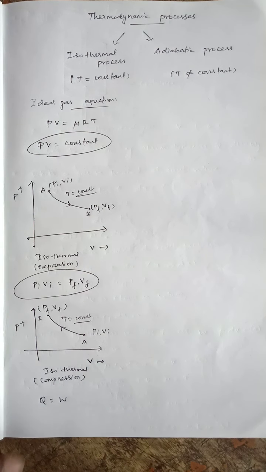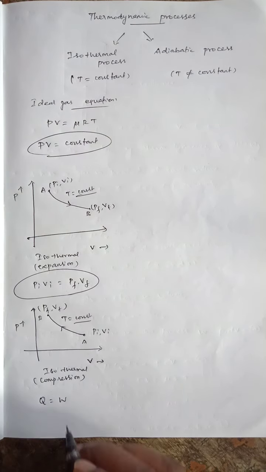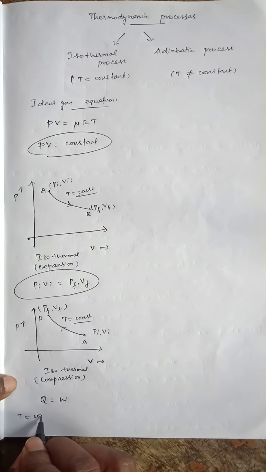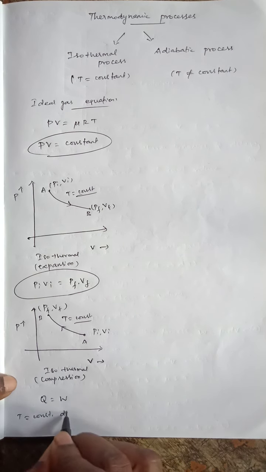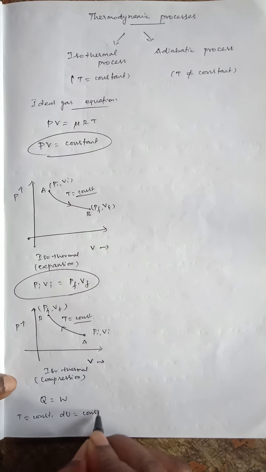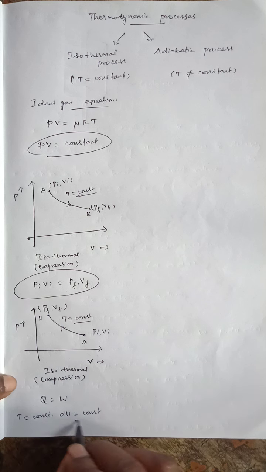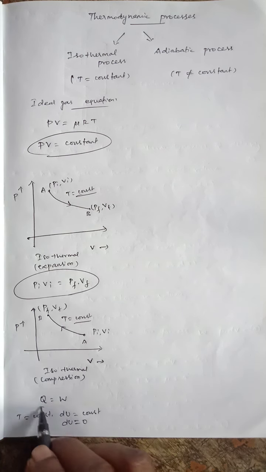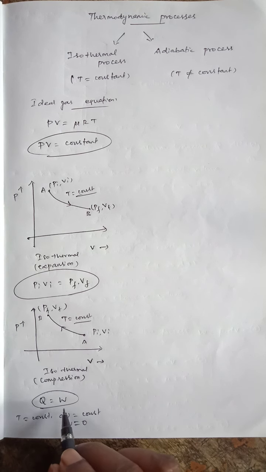Clear? In this isothermal process, the first law of thermodynamics becomes Q equal to W, because here T is constant. If T is constant, the internal energy dU is also constant, so it becomes 0. So the first law of thermodynamics becomes Q equal to W, which is the work done.